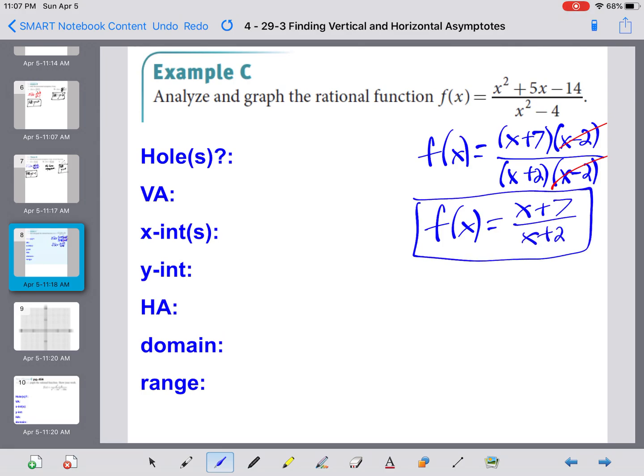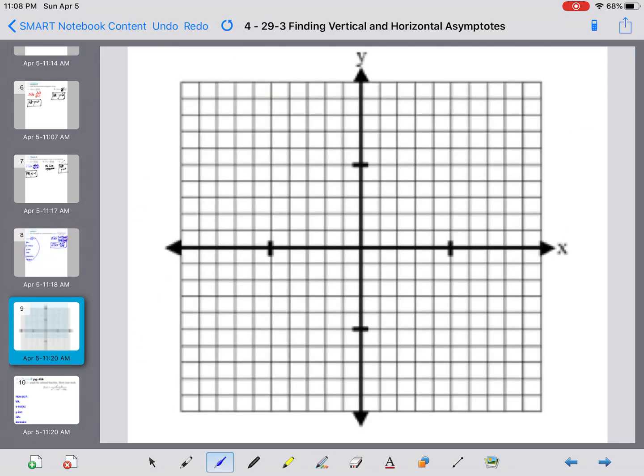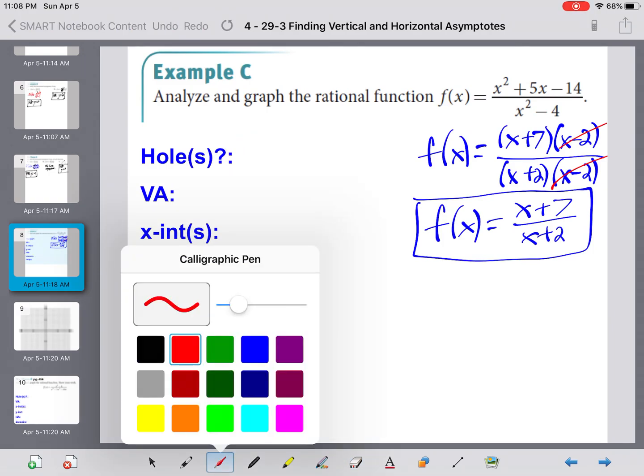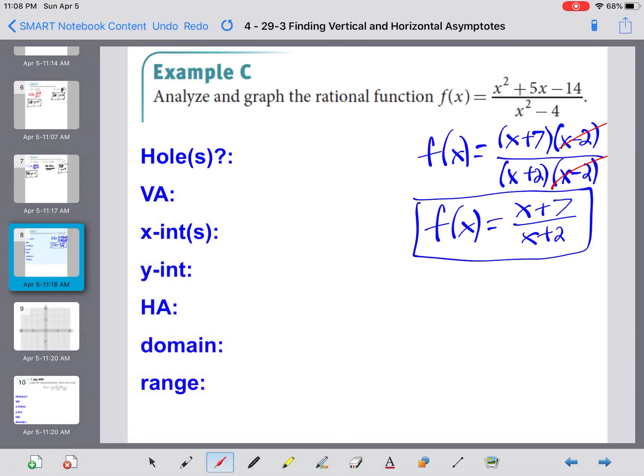All right. Now, remember, I'm putting a rectangle around that x plus 7 over x plus 2 because when I do all of this stuff over here, and when I graph it over here, I'm going to use this x plus 7 over x plus 2. You can always use the simplified version. The only thing you have to remember is that you're going to have a hole. So I like to take care of that first. X minus 2 is reduced. That means my hole is going to be at 2.